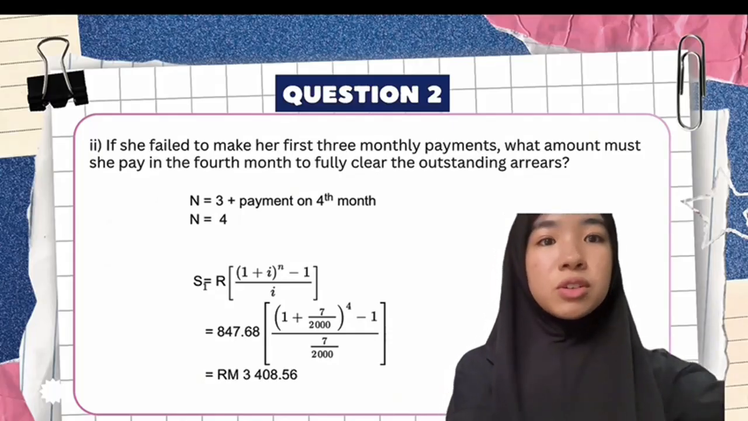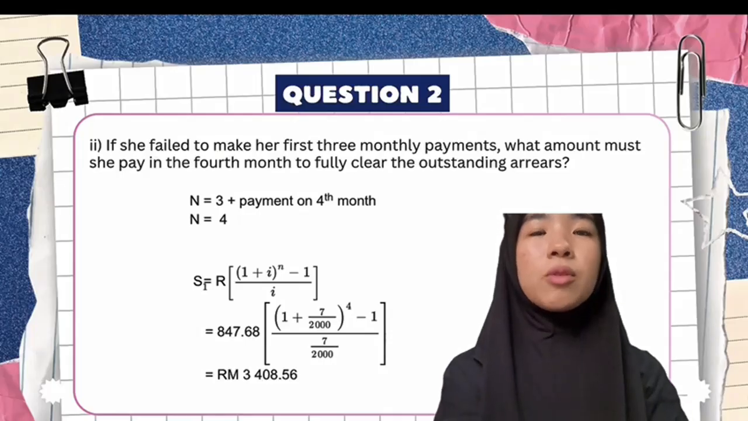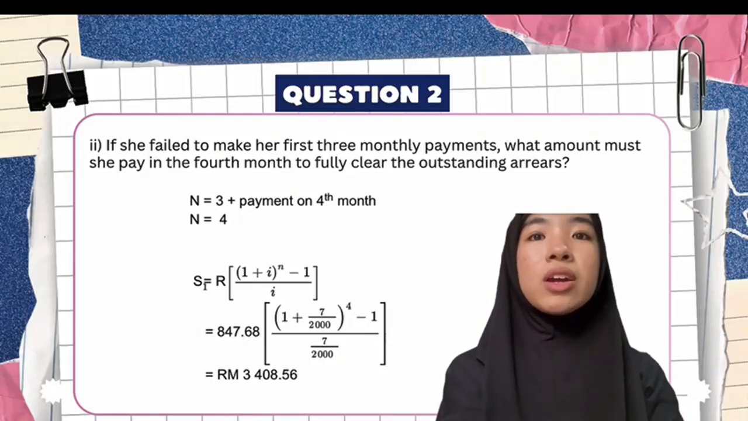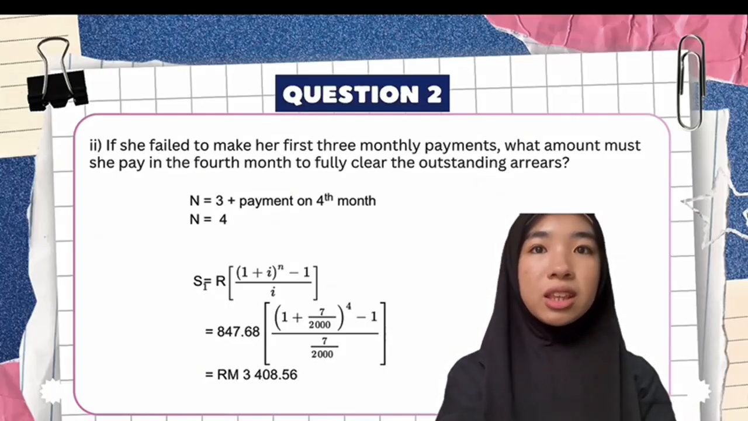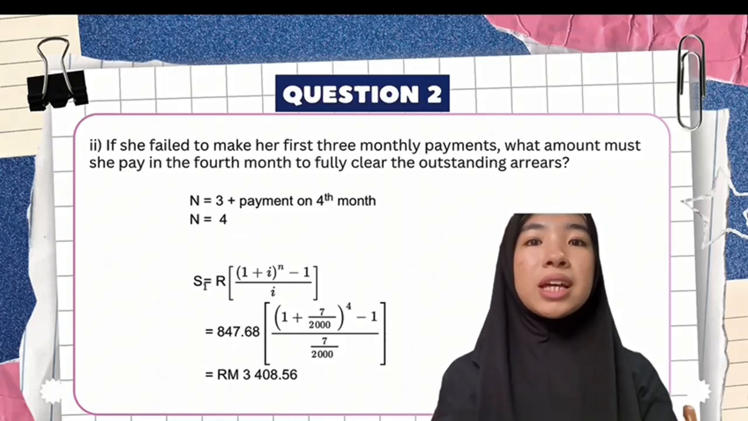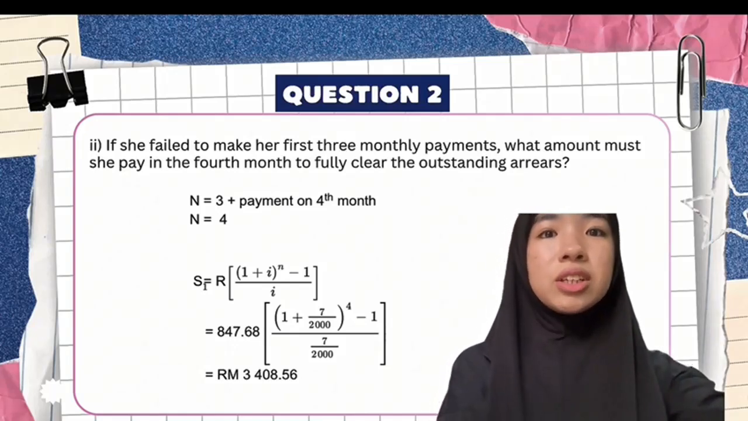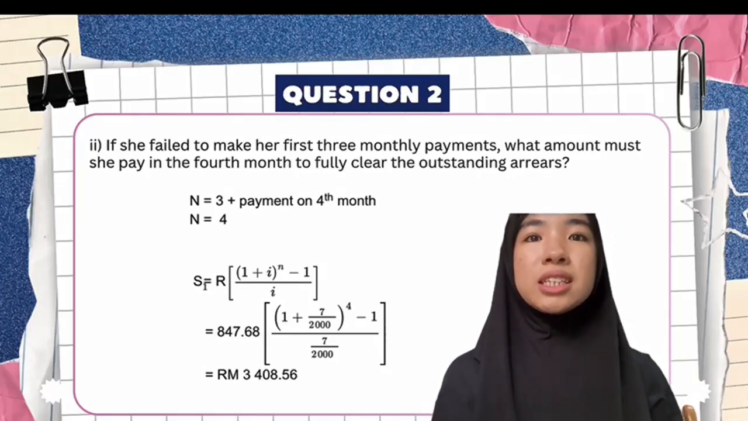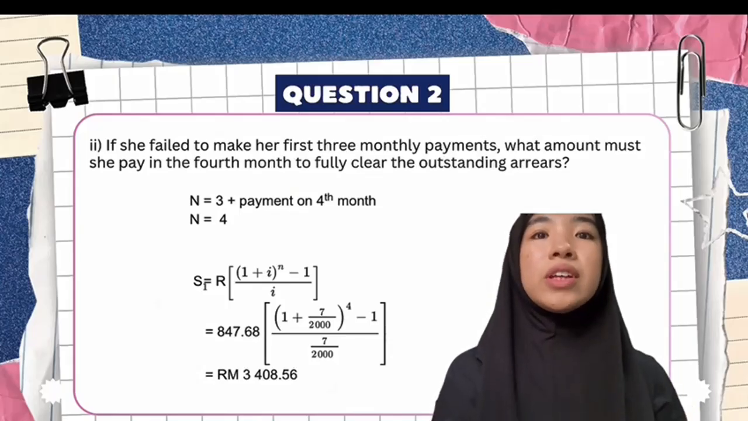So we are going to use the annuity formula S equals R[(1 + i)^n − 1] over i, where S is the total amount she must pay in the 4th month, R the regular monthly payment, i the monthly interest rate, and n the number of payments missed plus the payment in the 4th month. The interest rate used is i equals 7 over 2,000, which comes from 4.2% annually divided by 12, written as a fraction.